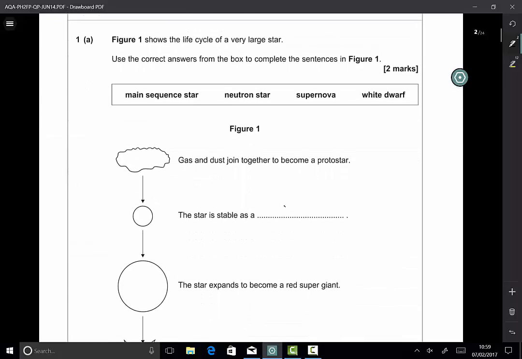Figure 1 shows the life cycle of a very large star. Use the correct answers from the box to complete the sentences in figure 1. Gas and dust join together to become a protostar. The star is stable as A. So I'm going to use my memories of the stages of a star and write in that it's a main sequence star.